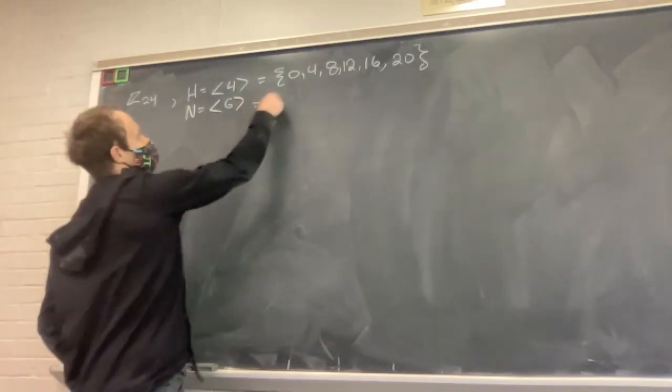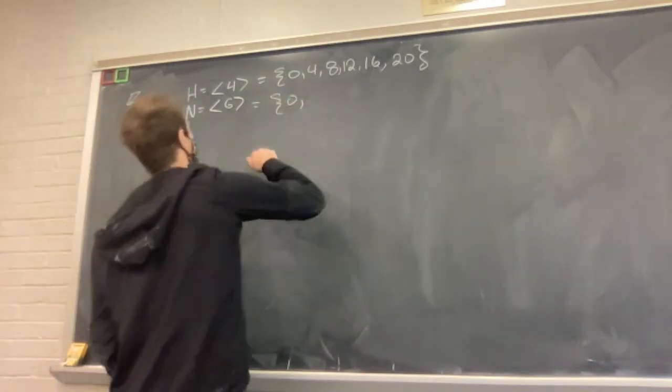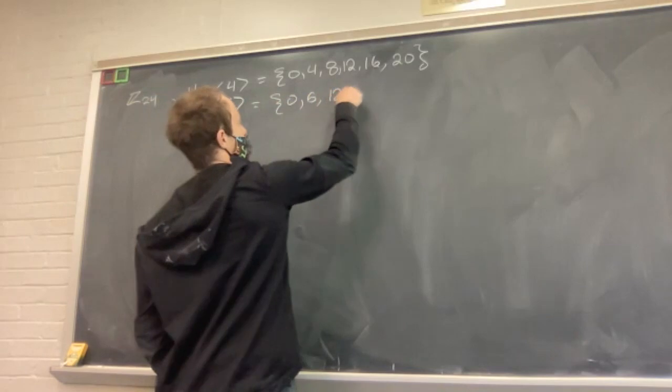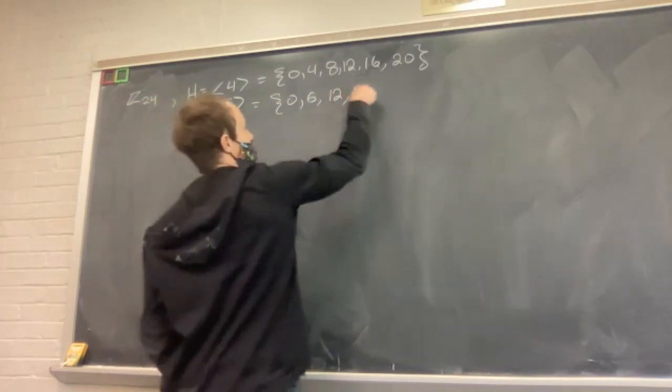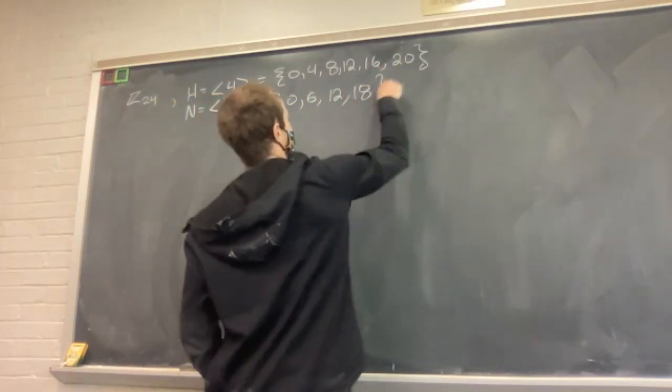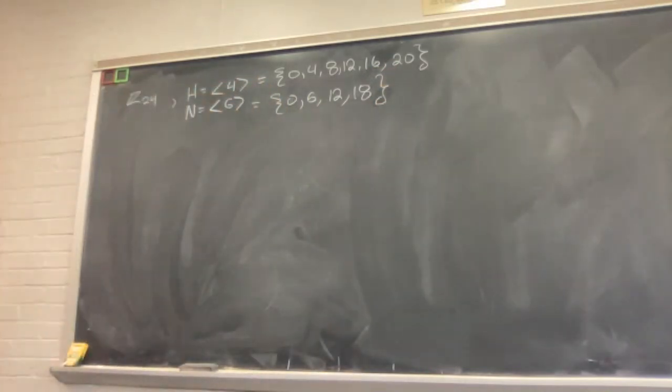Now let's look at 6. So we've got 0, 6, 6 plus 6 is 12, 18, 24, which is back at 0, right?